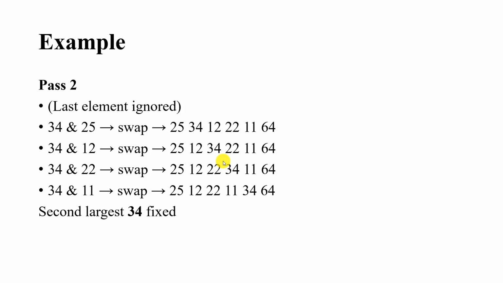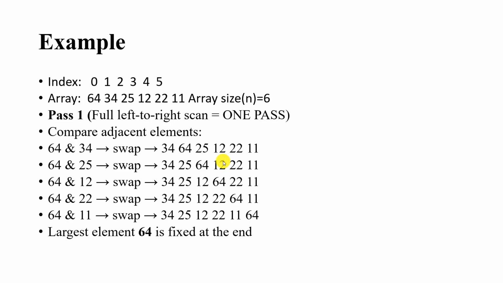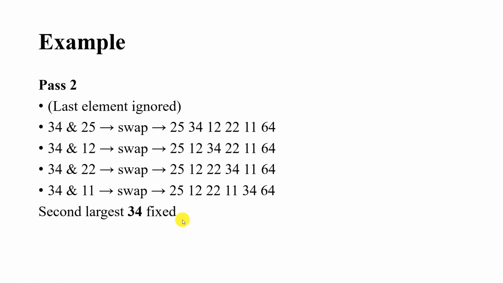25 and previously the array looked like this: 34, 25. We will compare 34 and 25. Since 34 and 25 are not in correct order, we will swap them. So the updated array looks as follows: 25, 34, 12, 22, 11, and 64. We swapped 25 and 34. That is what we have done just now.